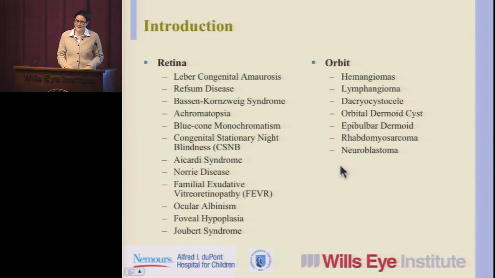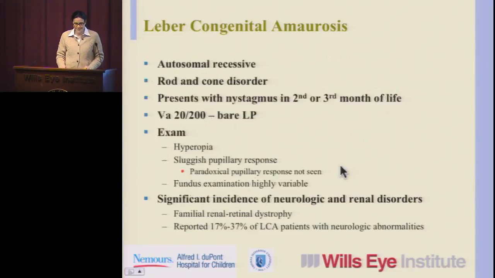I will tell you my bias is that I prefer the orbital category a lot more. Retina was never my fun part. But there are some common retina conditions in children that we're going to talk about today. First of all, Leber Congenital Amaurosis.